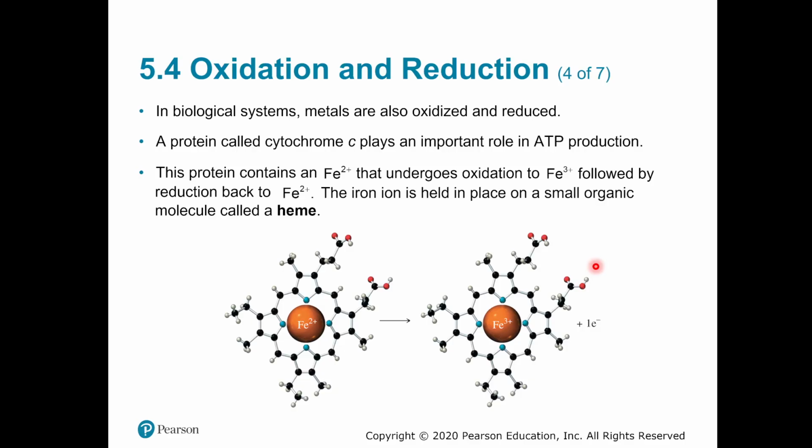Now, let's talk about oxidation reduction in biological systems. So metals are also oxidized and reduced in biological systems. This is actually cytochrome C. It plays an important role in ATP production, actually. And we can see here it's actually losing an electron. Everybody see okay? So that iron is losing an electron and becoming more positive. And so that is being oxidized. Then whenever we reset, we would actually go back and it would be reduced. Okay? And so it goes back and forth.